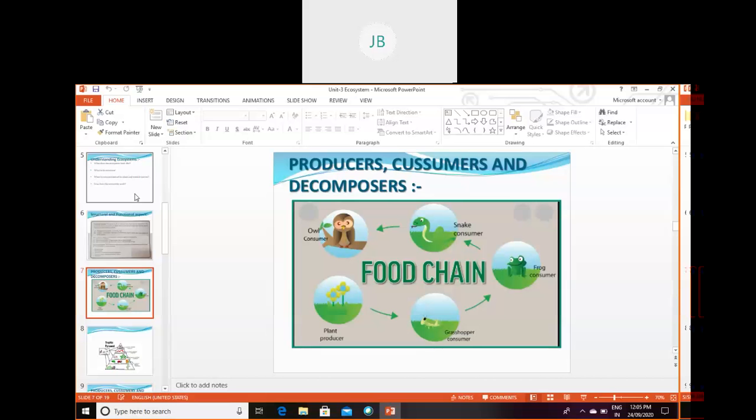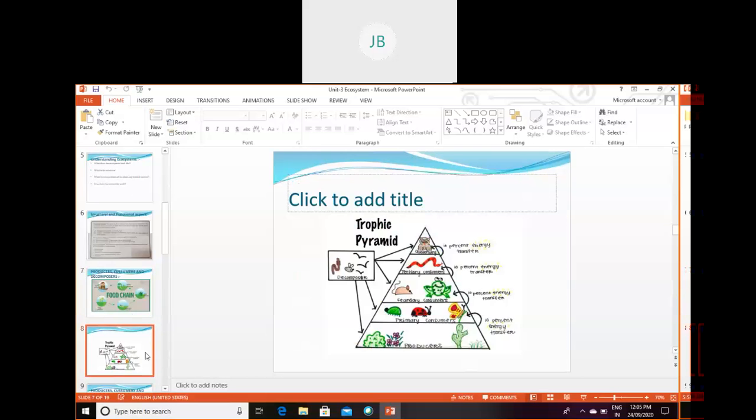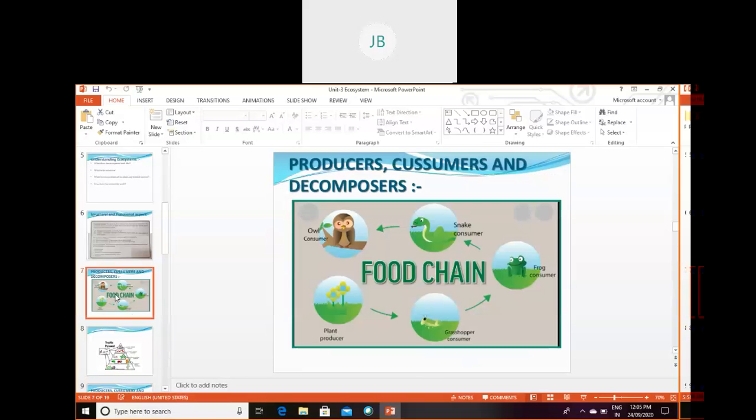See here you can see the trophic levels: the producer, the primary consumer, that is the herbivore, and the secondary consumer, which can be a carnivore. So these are the various trophic levels in an ecosystem.